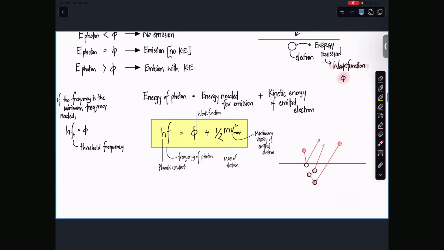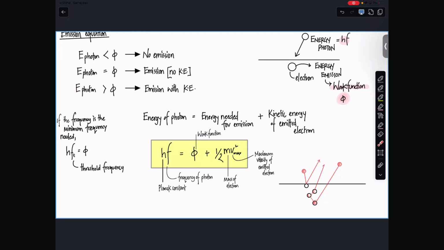Ke max. All right. So our equation here assumes that the electron is where in your surface? At the top, right? So what it means is that the energy that you provide to the electron can completely be used for emission and Ke. But let's say your electron is a little lower. So what will happen is the photon will come and interact with the electron.